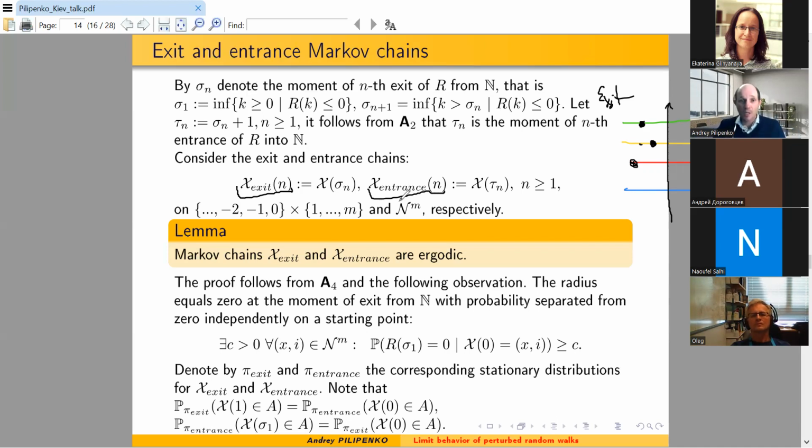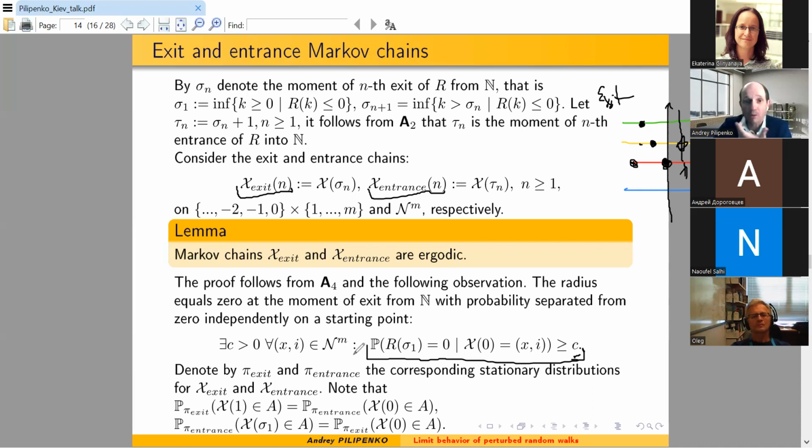They are Markov chains. And it can be seen that they are ergodic. And the main argument is as follows: when you exit from this positive side, then with probability separated from zero, you just hit zero. So with probability independent of the position where you enter, you exit with probability greater than a constant at zero. So zero is a point where, when you enter, you always jump to a natural number, but when you exit, you jump to a non-negative integer.